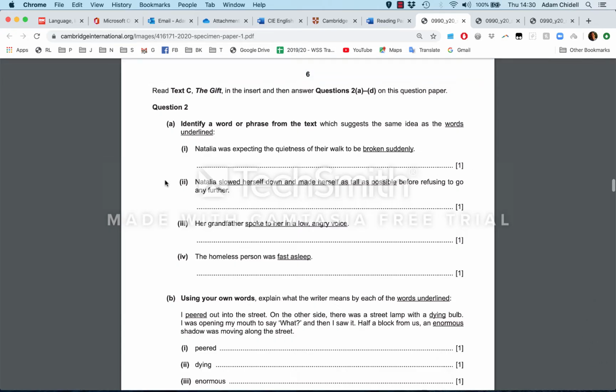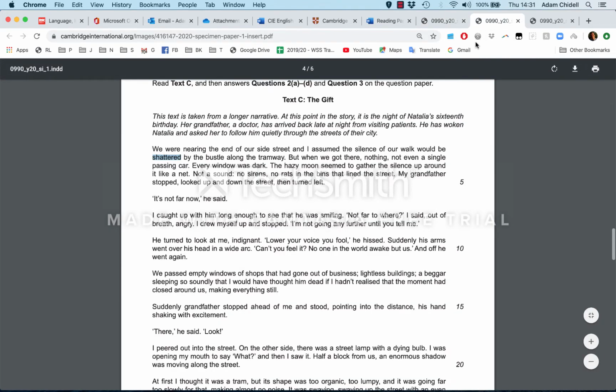Okay, the second one. Natalia slowed herself down and made herself as tall as possible before refusing to go any further. So we're going to go back to the text and look for something that, broadly speaking, means slowed herself down and made herself as tall as possible. So let's see, is there anything here? Nothing. Hazy moon, grandfather stopped, looked up and down the street, turned left. I don't think there's anything in there. "It's not far now," he said. No, nothing there.